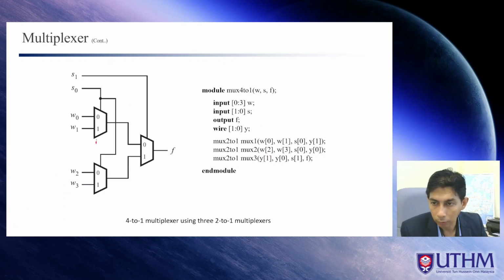So this one we call Mux 1, this is Mux 2, and this is Mux 3. And wire, of course, when we want to describe the circuit using structural modeling, we need to have a wire name. Because this is an internal wire, we need to give it a name. So this one we call Y0, and this one we call Y1.